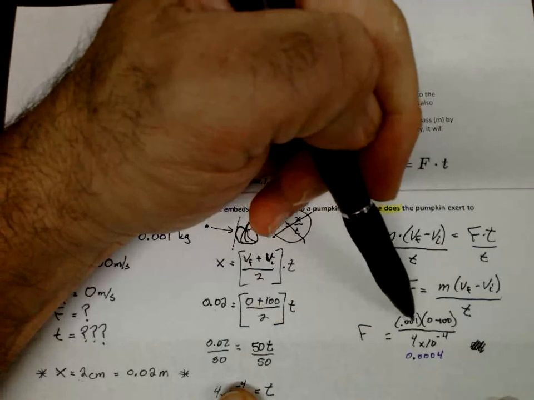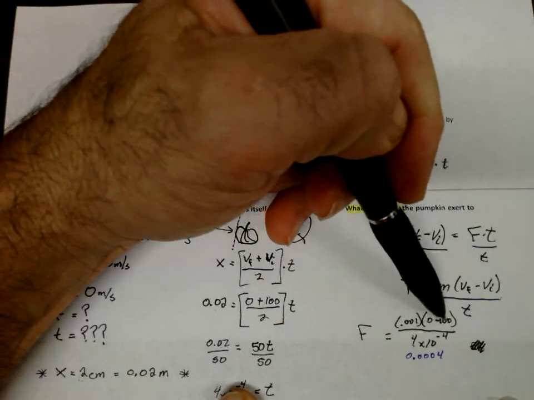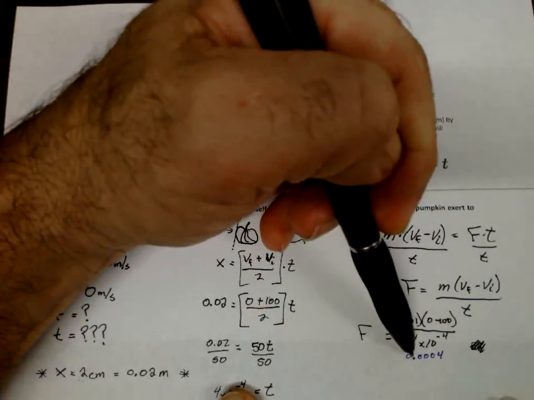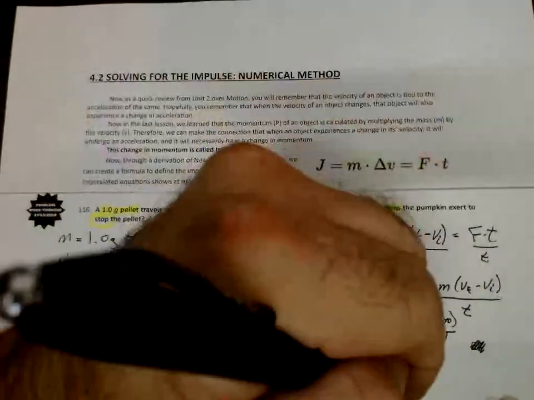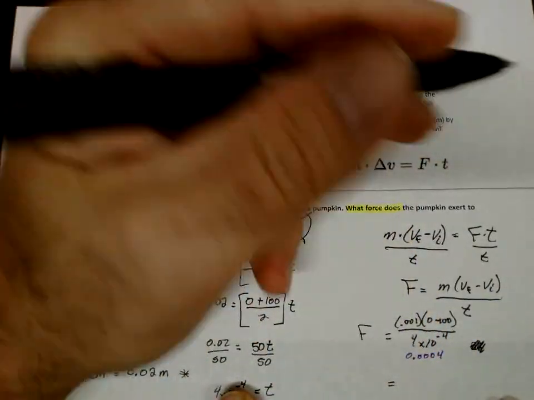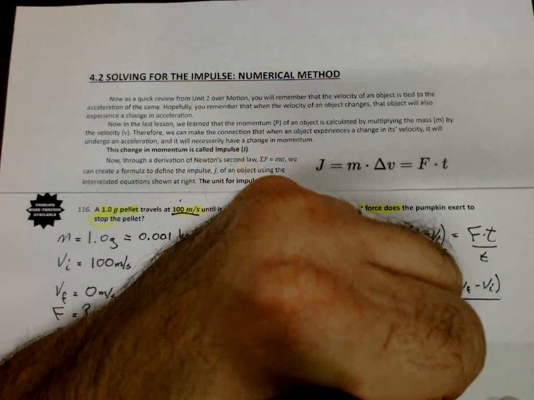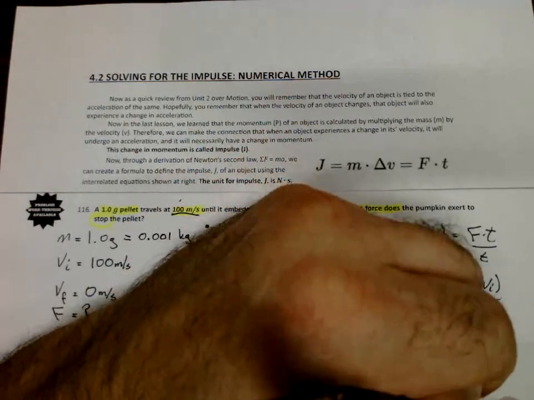So if we do 0.001 times negative 100 divided by 0.0004, what we end up with is that our force is negative 250 newtons.